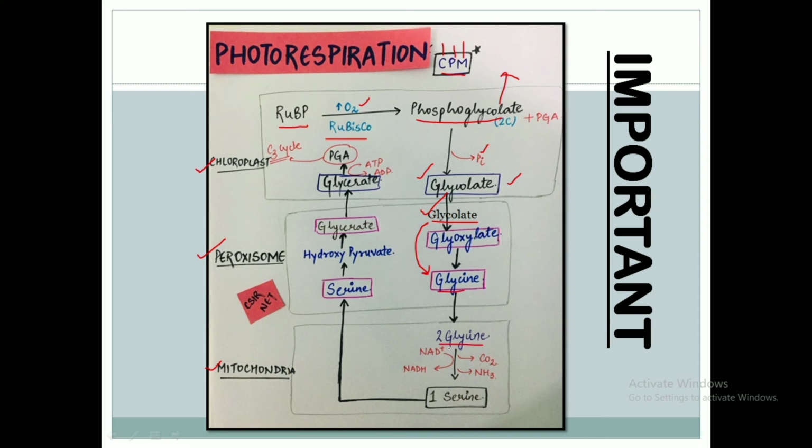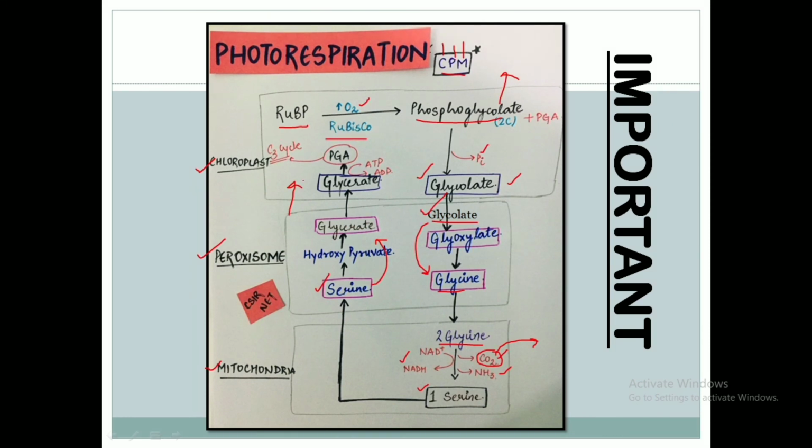after reaching the mitochondria, gets converted into serine by the removal of carbon dioxide and NH3, and also by the conversion of NAD+ into NADH. So this is the unfixed carbon dioxide in this process, which makes it a harmful process for the plants. And this serine gets transported from the mitochondria to the peroxisome, where by subsequent steps it gets converted into glycerate, and this glycerate is then transported back to the chloroplast.